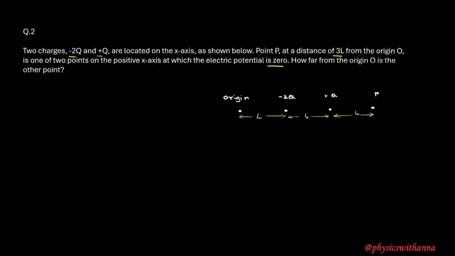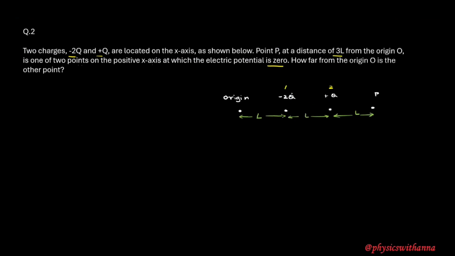So here you have two charges, minus 2q and plus q. We can call them charge 1 and charge 2. They are at a distance of L and 2L from the origin respectively. P is a point where the electric potential due to these two charges is equal to 0. We need to find another point away from the origin where the sum of the potential will be 0.